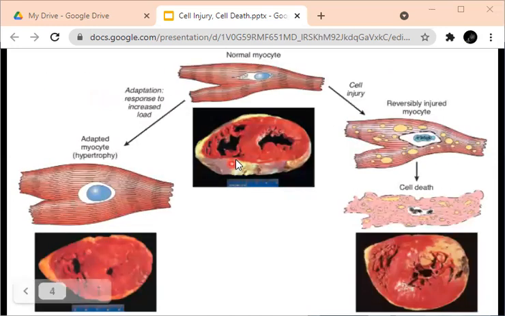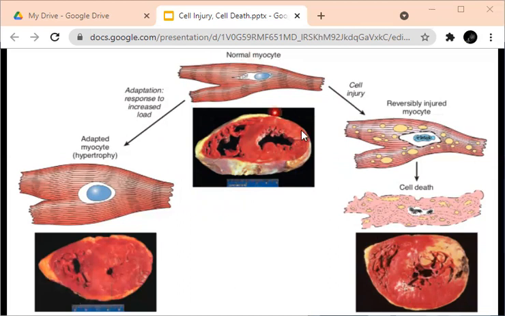Okay. So this one is the relationship among normal, adapted, and dead myocardial cells. All right. So itong stain na to is actually tetrazolium chloride, all right? It will stain the areas of necrosis or ito yung mga infarct. So tingnan mo dito, there are white areas here. So these are areas of infarction. So this is a case of myocardial infarction.